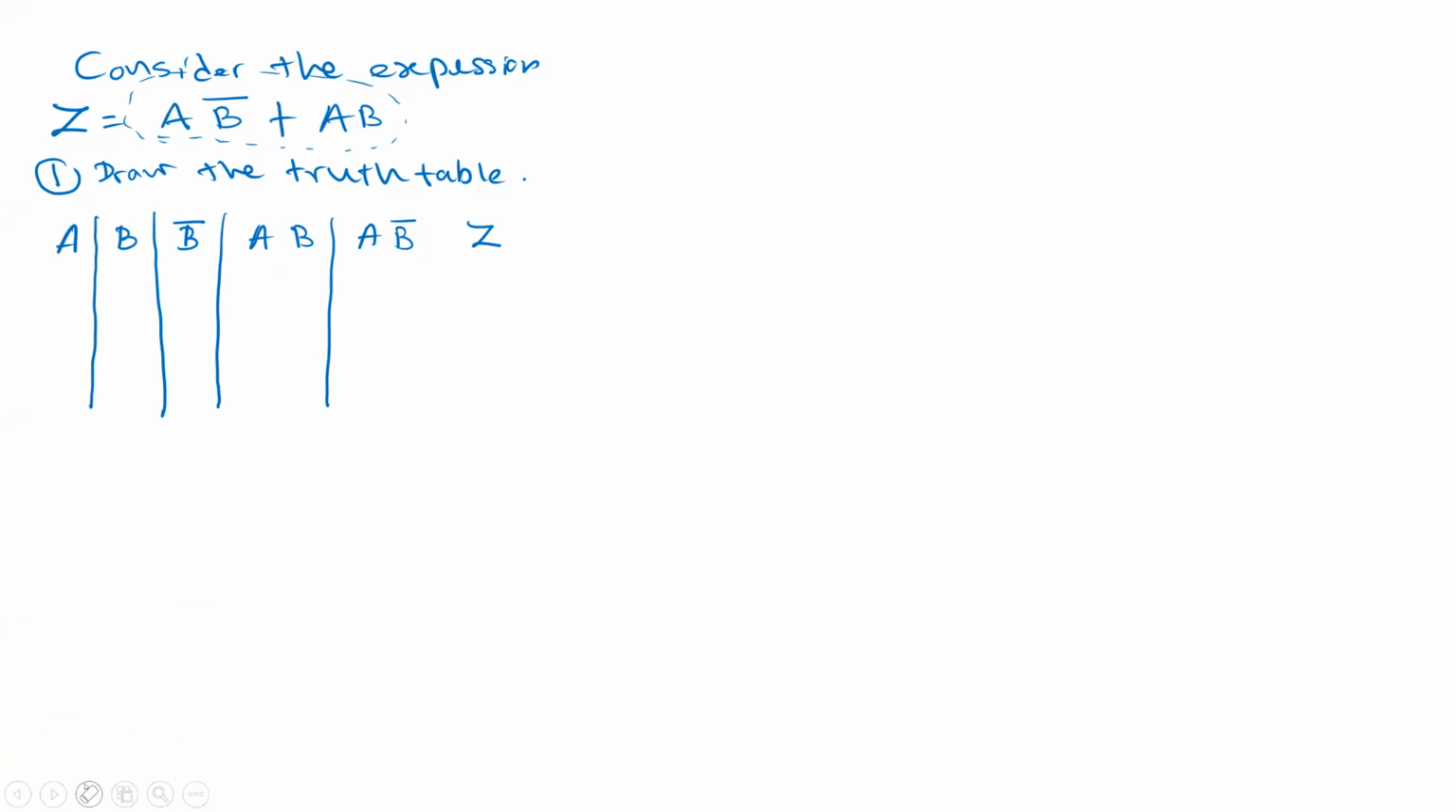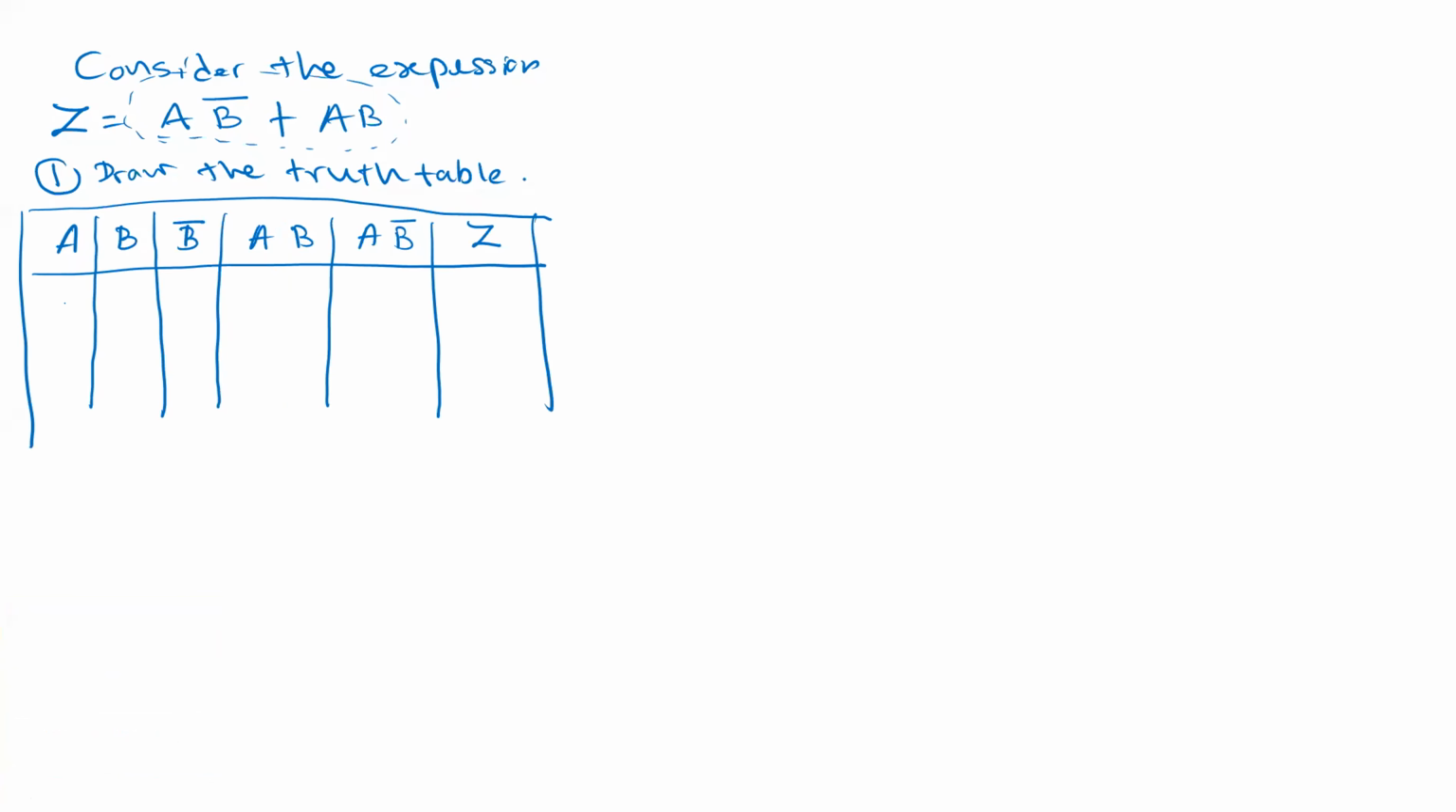Right? Okay. 0, 0, 0, 1, 1, 0, 1, 1. Okay. Right. Now B bar. Help me enter. What's B bar here?